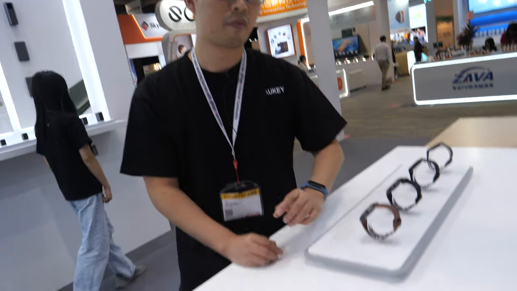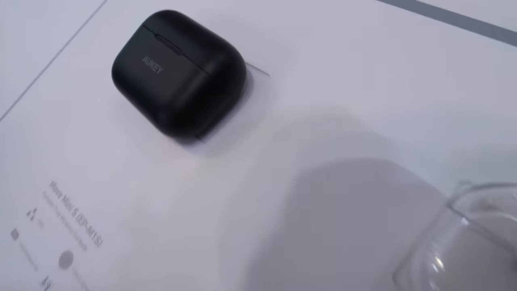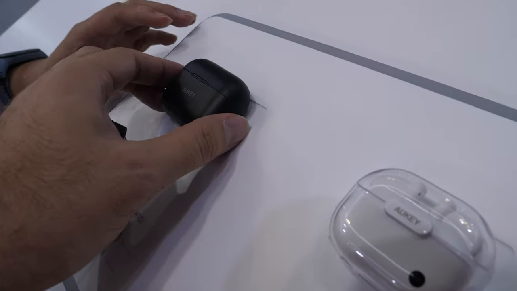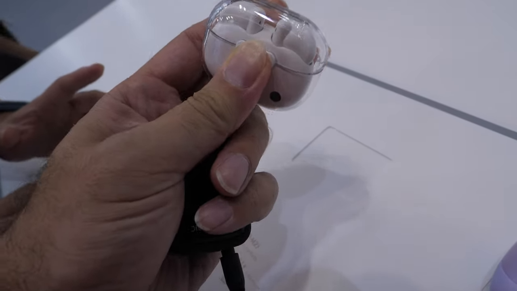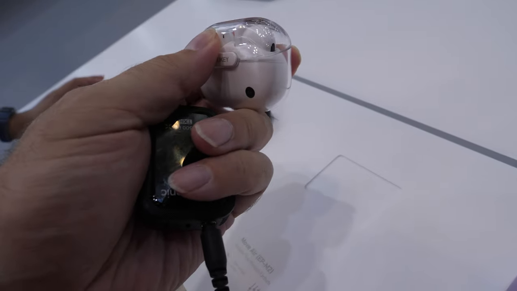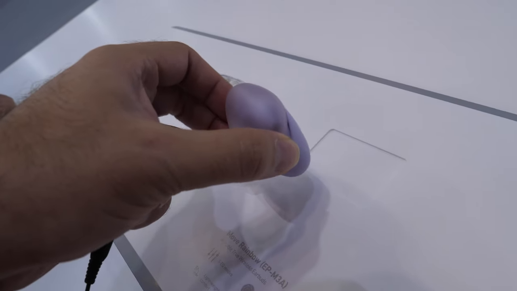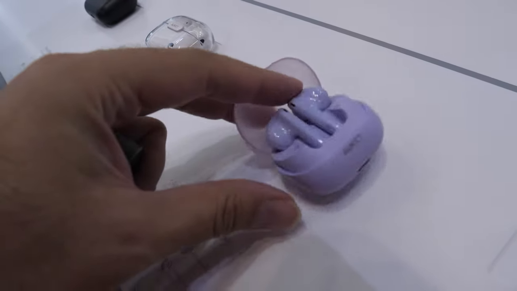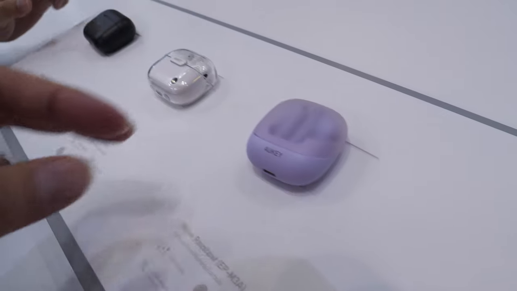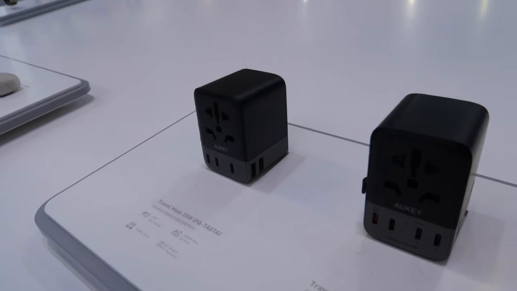What's the latest with your earbuds? For the earbuds, we have the basic ones here. Basically, the selling points of our earbuds are that they are comfortable to wear, have good sound quality, and good design. All right. And you have some travel adapters.